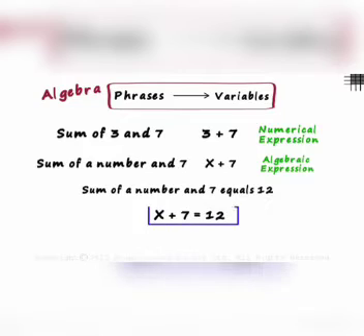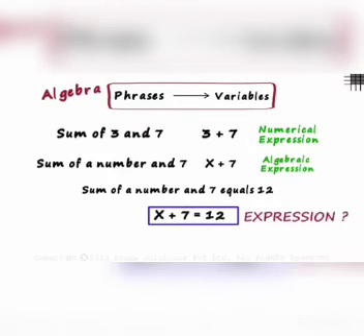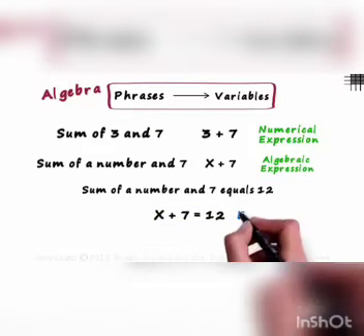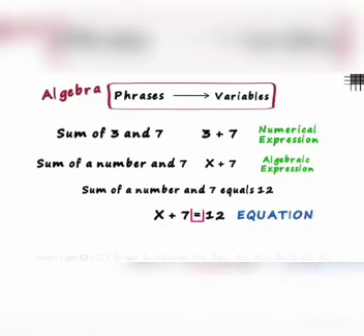We wrote this phrase as x plus 7 equals 12. Is this an expression? No, that's not the case. This is called an equation since it has an equal to sign. It's called so because we are equating two sides, the left-hand side and the right-hand side.